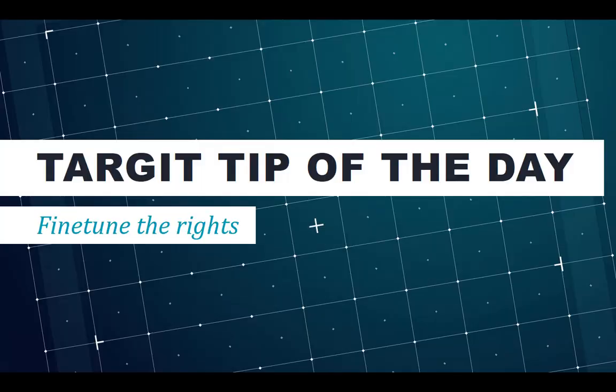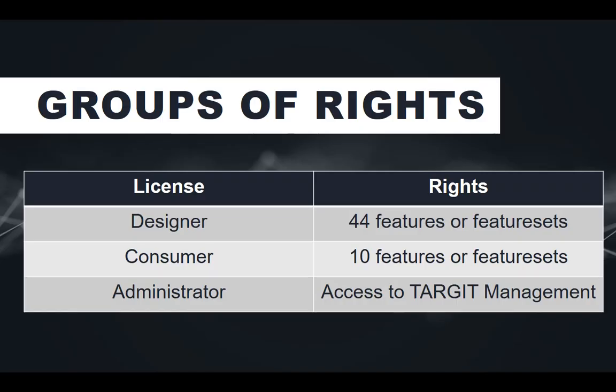Today's tip is about fine-tuning the rights for your users in Target. In Target, there are two levels of licenses, designers and consumers. And if you assign a designer license to a group of people, they will actually get access to 44 features or feature sets. Consumers get 10 features or feature sets.